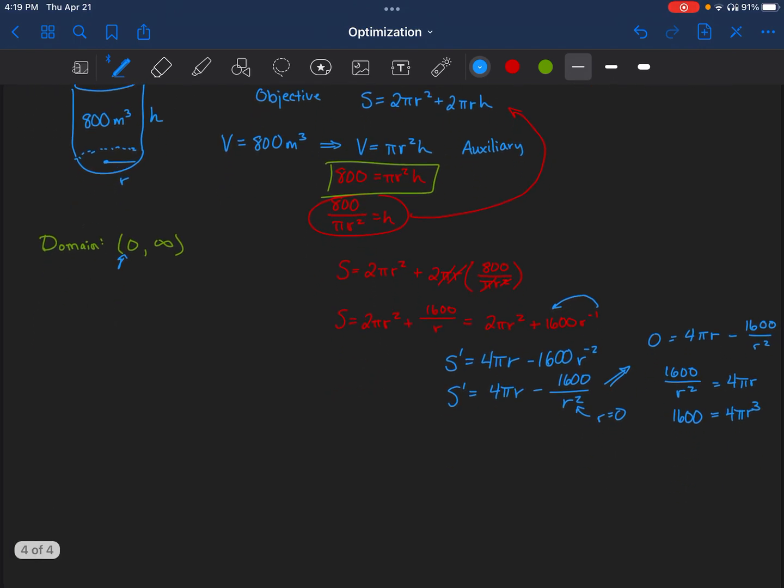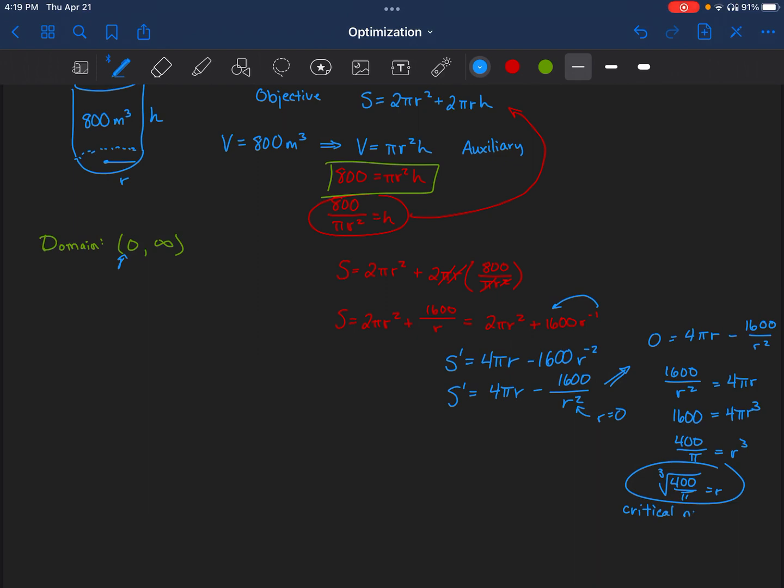Divide by the 4 pi. 16 divided by 4 is 4. Keep the double zeros. 400 all over pi equals r cubed. Then we need to cube root it. So the cube root of 400 over pi is r. So there's my critical number.